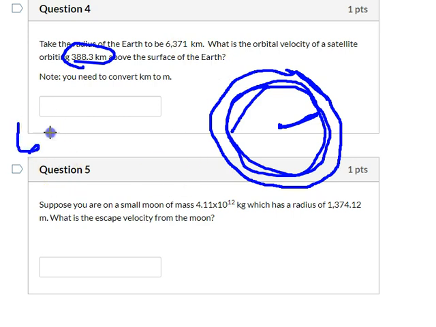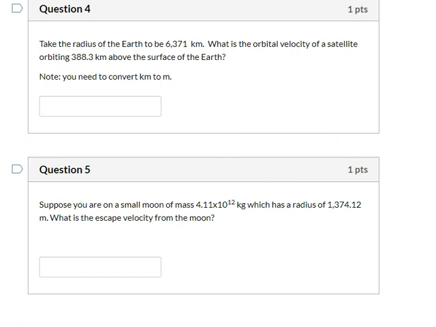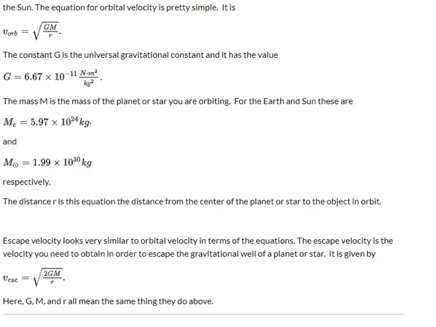So 6,371,000 meters, right? Because you just multiply it by 1,000 and go from kilometers to meters, and 388,300 meters. Now the distance we are from the center of the Earth then is just going to be the sum of these two distances, right? So we've got R, we have the mass of the Earth, we have the universal gravitational constant. You can calculate the orbital velocity using the orbital velocity equation right here.